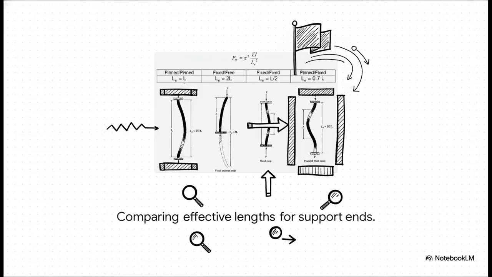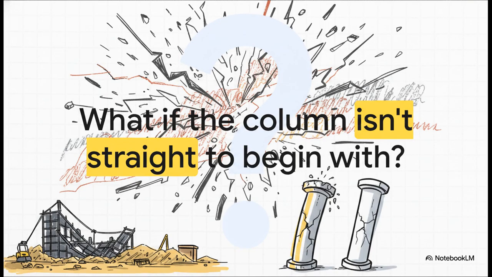On the flip side, if a column is fixed at the base but completely free at the top, think of a flagpole, it sways easily. Its effective length becomes 2L, meaning it acts as if it's double its actual height, which makes it highly susceptible to buckling. And this brings us to a massive plot twist in our engineering story. We've spent this whole time living in Euler's perfect world. But what if the column isn't perfectly straight to begin with?